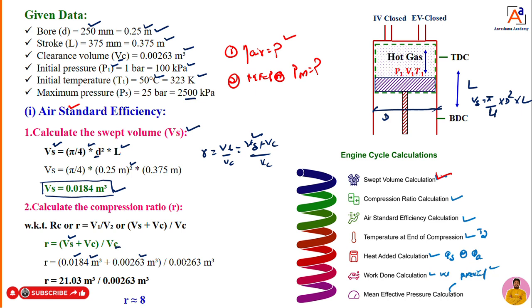Again divided by Vc, you do the simplification, and you will get r as 8.